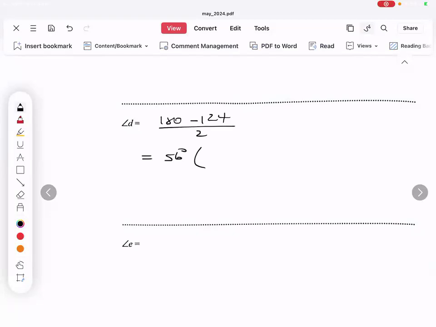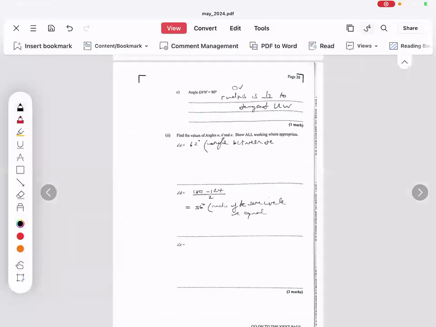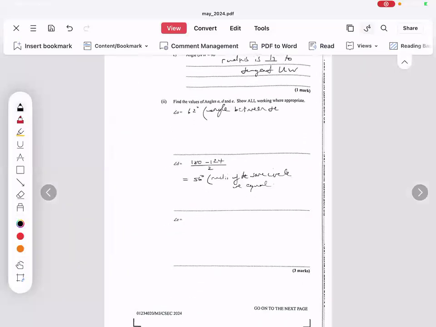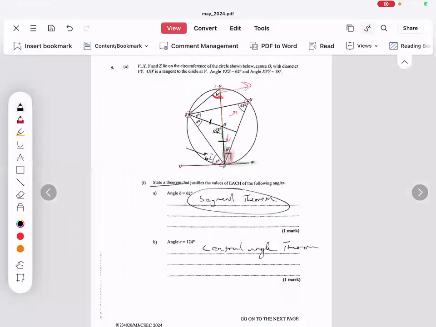So 56, and the reason is that radii of the same circle are equal. Okay? All right, lovely.